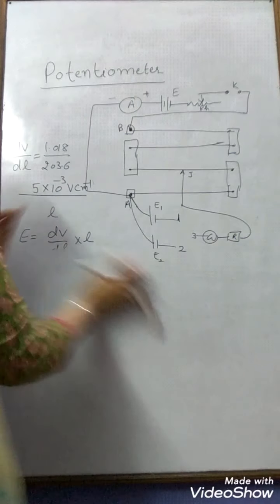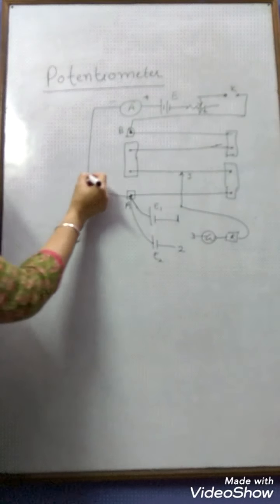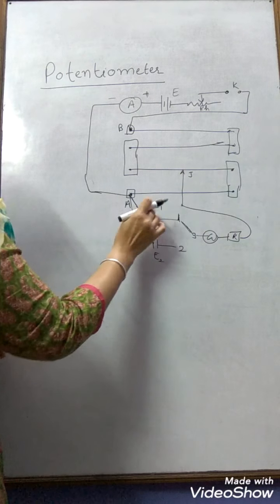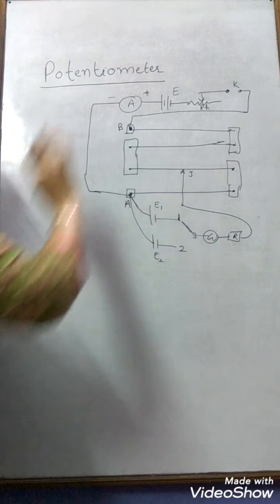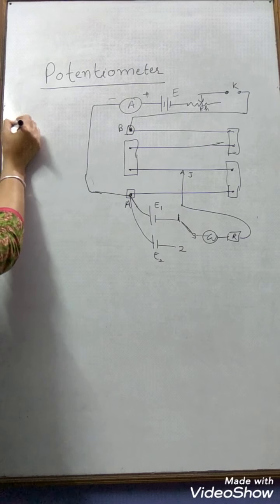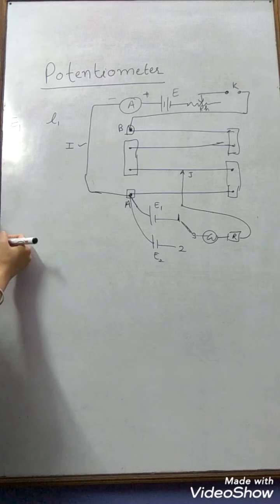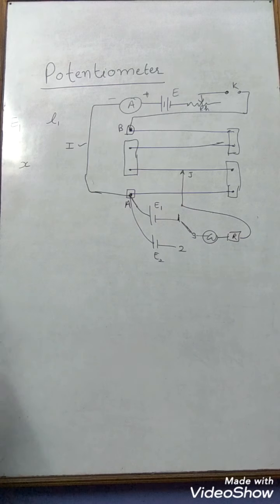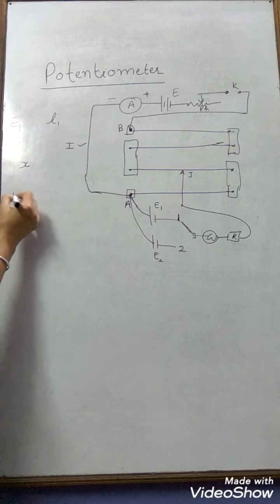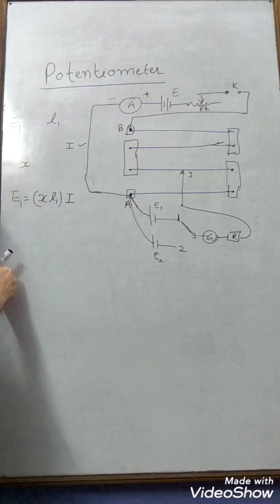Now keep the setting as in the circuit. Firstly put the plug in this and keep E1 in the circuit. Keep the current constant, move the jockey, and note the balancing length. For E1, this balancing length is L1, and I is the current in the circuit. Here we have the term X, where X is called the resistance per unit length of the wire. Then this E1 is XL1I. This is the first.